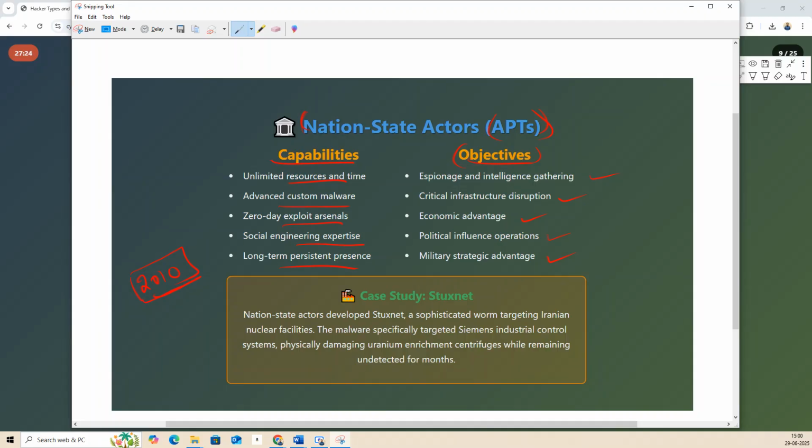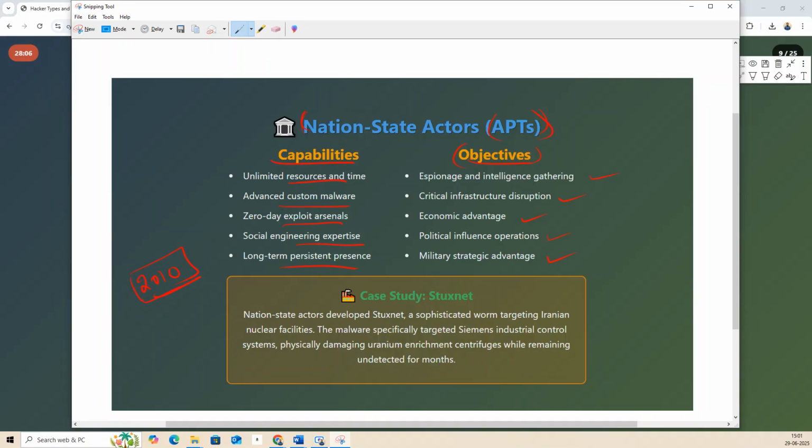The attack required detailed knowledge of Iran's nuclear program, including facility layouts, equipment specifications, and operational procedures. It exploited four different zero-day vulnerabilities. That's unheard of sophistication. The malware was designed to spread through air-gapped networks using USB drives. Understanding the USB drive, what kind of attack is this? If you have attended my first session, you would have known: if I'm plugging a USB device into some system, that's physical security.